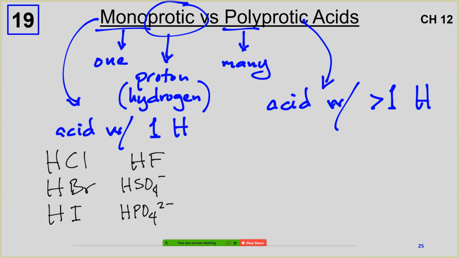Polyprotic contains more than one hydrogen, and so sulfuric acid is a good example containing two hydrogens. You can have H3PO4, phosphoric acid, with three ionizable protons.